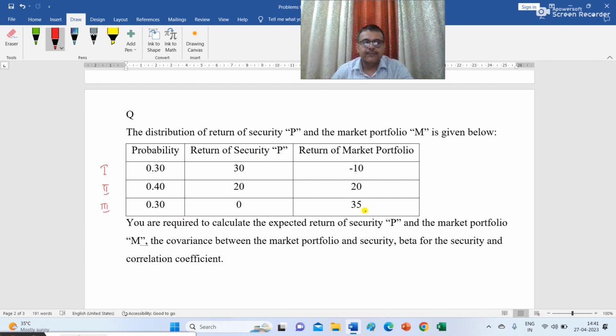You are required to calculate the expected return of security P and the market portfolio M, the covariance between the market portfolio and security P, beta for the security, and correlation coefficient. So first of all, you need to calculate the expected return of the security P and the market portfolio. This is A, the first question. Next, you need to calculate the covariance between the market portfolio and security. C is the beta for the security and D is the correlation coefficient.